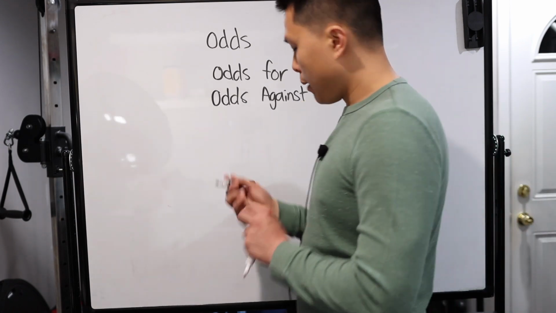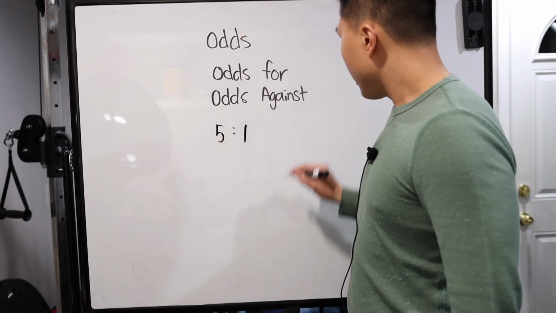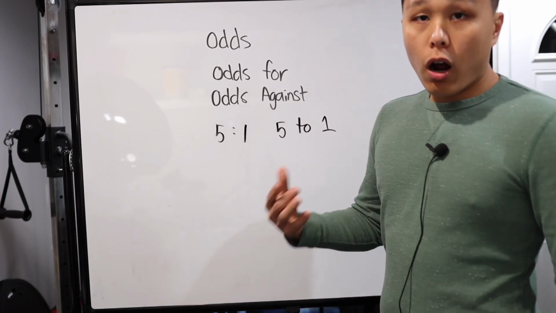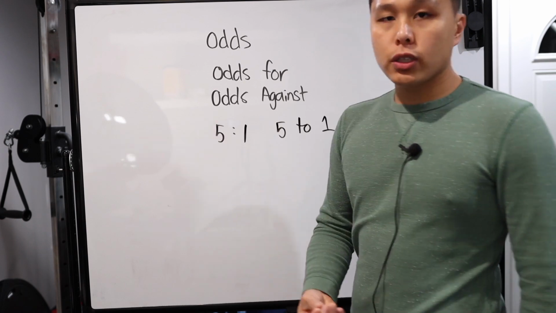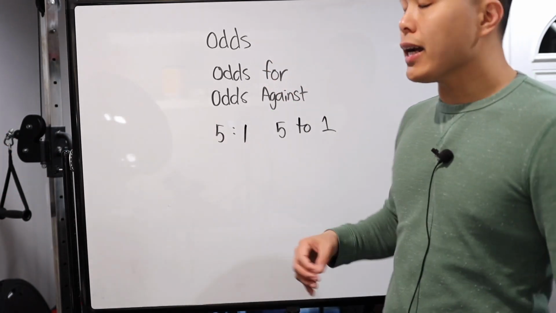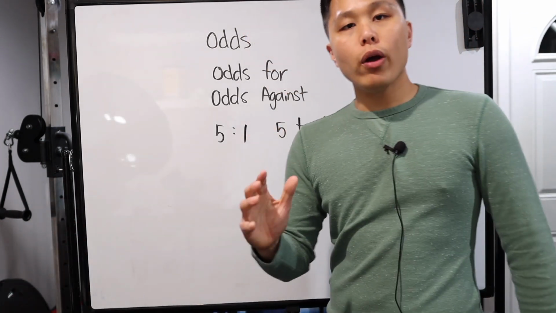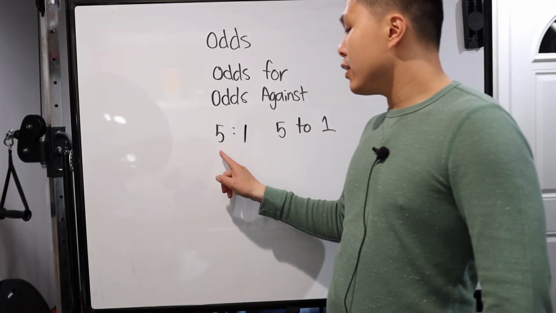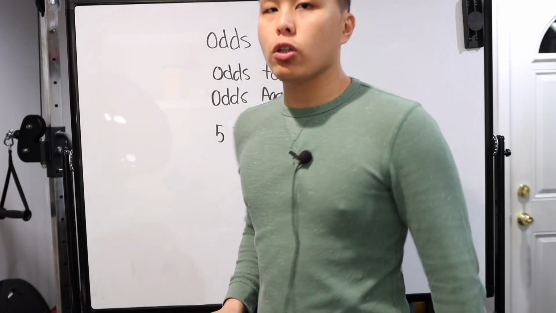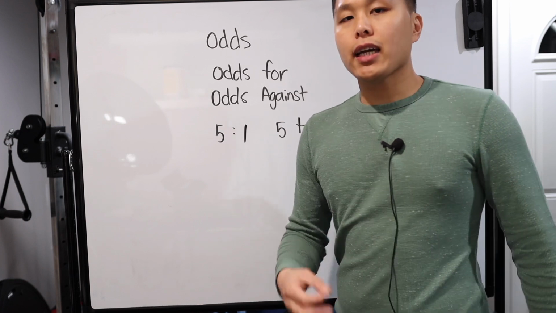Let's just say, for example, you have a 5 to 1. They might write it like that, or they might write it out, 5 to 1. Now, odds for usually means the first number is in favor of whatever you're betting for, where the second number is against, or the negative result of what you're betting for. However, if they mean odds against, all of a sudden that first number means against whatever the favorable result, or the assumed result, would be, and the second number is actually in favor of it.